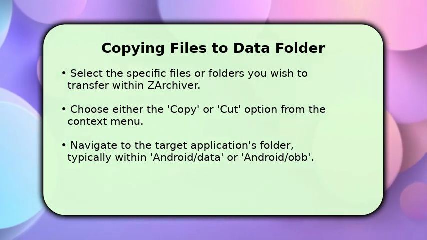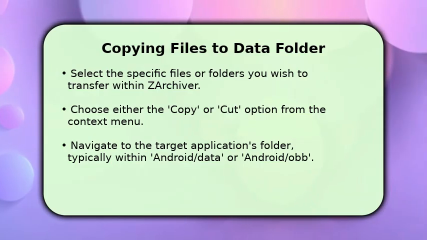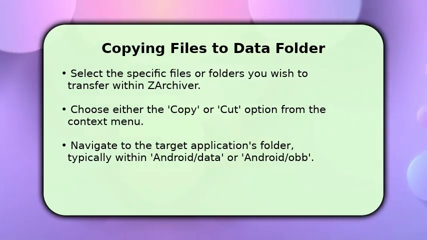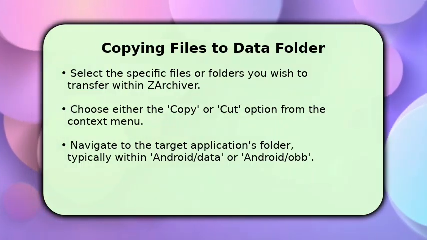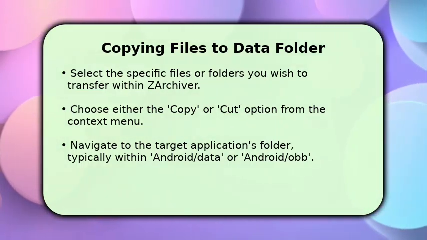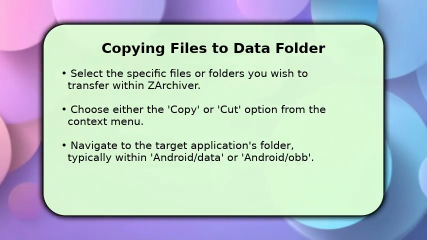Long press on an item to bring up the context menu, then choose either Copy or Cut. Navigate to the target application's folder, typically found within Android/Data or Android/OBB. Tap the Paste icon, usually a clipboard, to complete the transfer. This action moves your selected data into its new location.